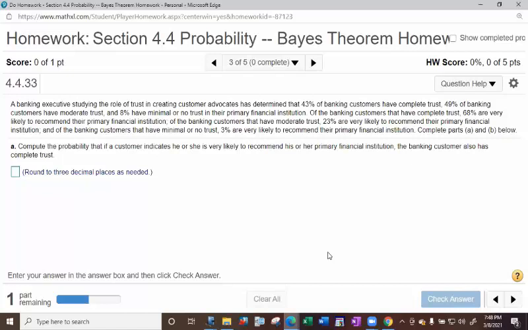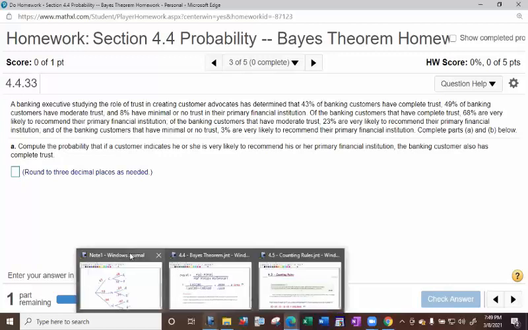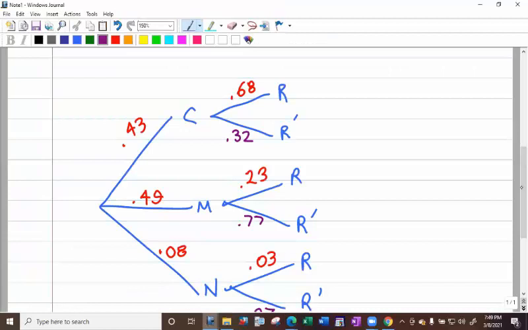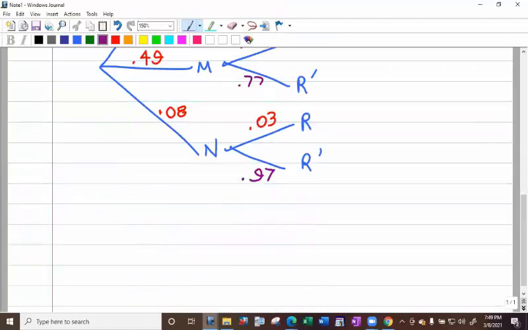The banking customer also has complete. Oh, okay. This one's tricky. I think it's actually going to be an and. Okay, I'm glad we're doing this one. Well, we'll see if I'm wrong or not. I think it's an and. I don't think it's a given. I think it's probability of C and R, which they may use this answer then to get to the next part. We'll see whatever the next part is.